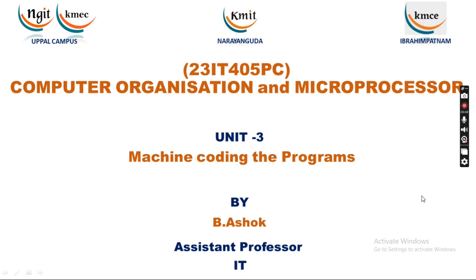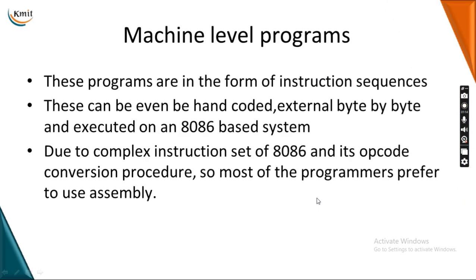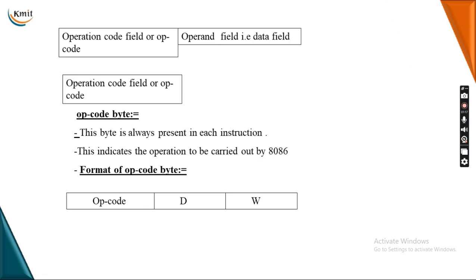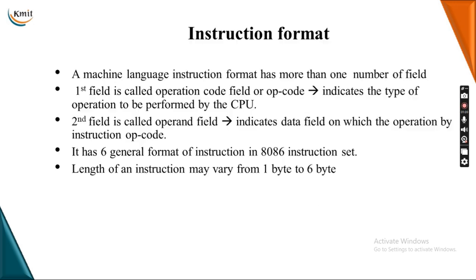In the earlier days, computer programs were being written in this machine level programming. Later on it went to assembly language, and nowadays C, C++, Java, etc. Now what is machine coding the programs? As we all know, we are converting our assembly language instructions into machine codes.